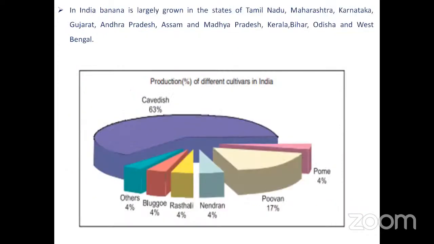Coming to the production of banana in India, it is grown in almost Andhra Pradesh, Kerala, Assam, Tamil Nadu, Bihar, Odisha, West Bengal, and Gujarat. Among all the varieties, India is the home of a wide range of Musa cultivars with different genomic status and diverse agroclimatic regions.